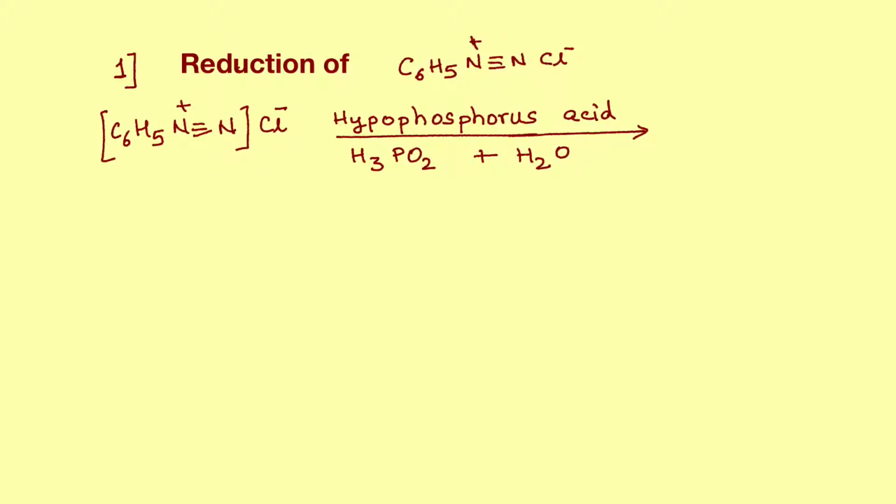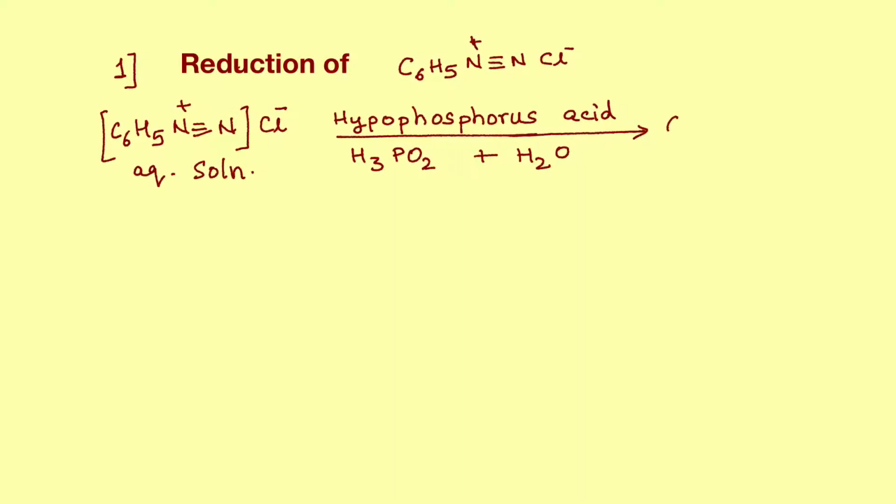So our first property here is the reduction of benzene diazonium chloride. Benzene diazonium chloride undergoes reduction on treatment with hypophosphorus acid. When we take the aqueous solution of the benzene diazonium chloride and treat it with hypophosphorus acid. Yes, aqueous solution. Why will it dissolve in water? Yes, because of the presence of ions in this. This is going to behave as an ionic compound.